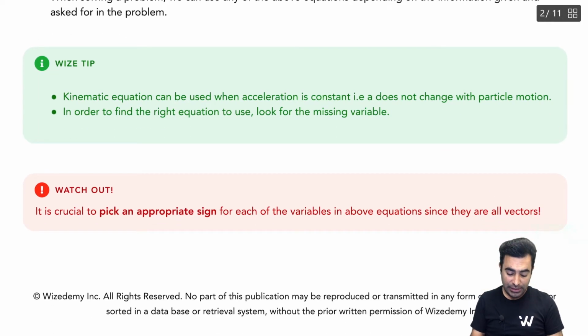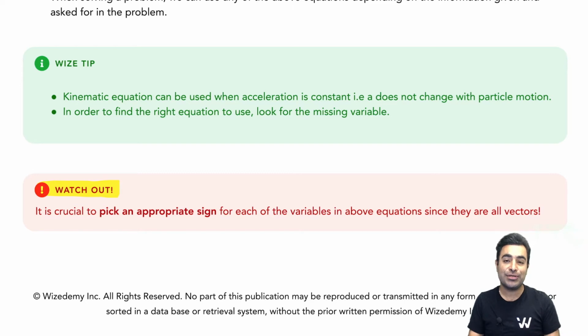In addition, it's very important to pick the right sign for velocity, acceleration, and displacement when you insert numbers in these equations. Remember that velocity, acceleration, and displacement are all vectors, and vectors have direction as well. Since we are talking about one-dimensional motion, we can represent these vectors with positive and negative signs. It means that when you insert the numbers for velocity, acceleration, and displacement into the above equations, we need to consider the right sign. Otherwise, we get the wrong answer.